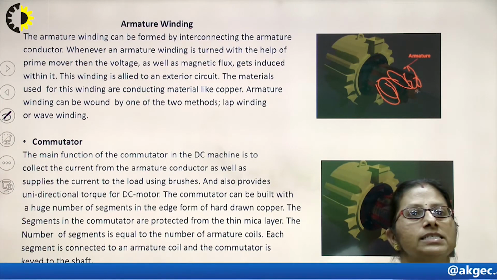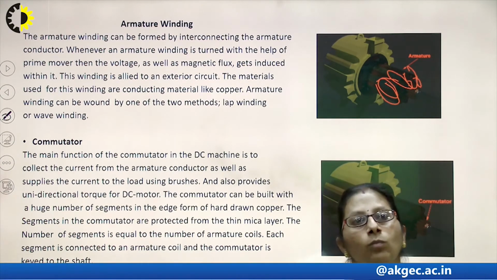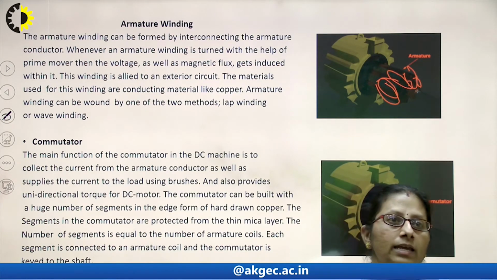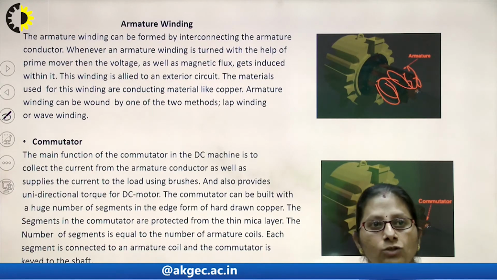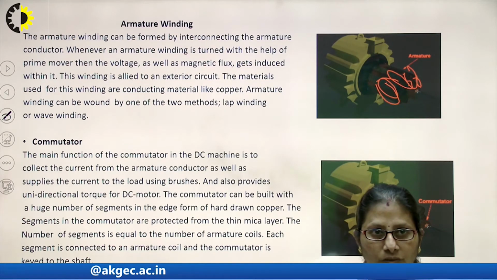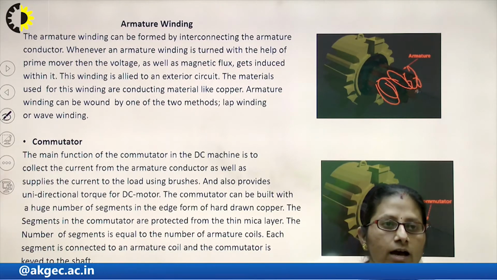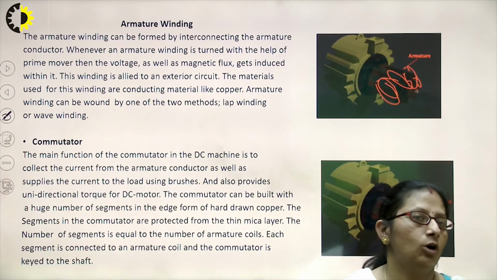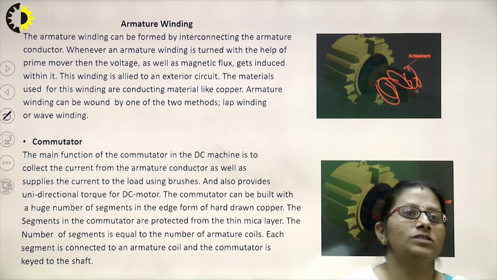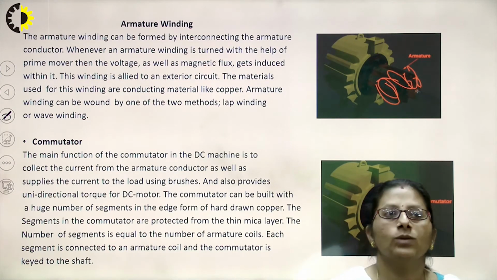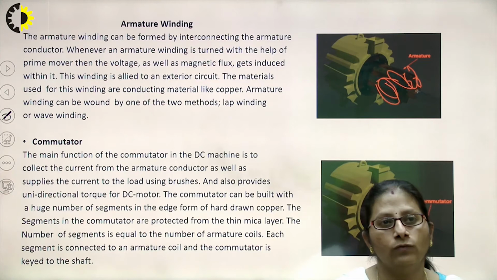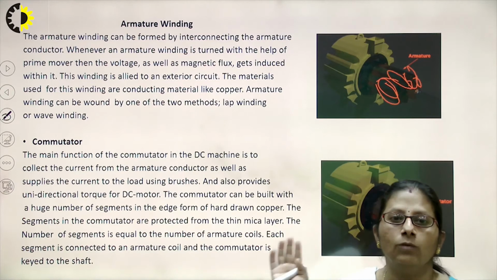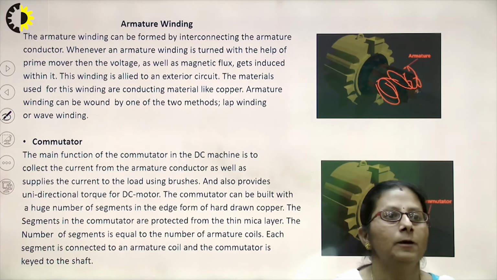Whenever an armature winding is turned with the help of the prime mover, the voltage as well as the magnetic flux get induced within it. So this winding is led to an external circuit. The material used for these windings is a conducting material like copper. Whenever windings are there, it has to be either copper or aluminum. The armature windings can be wound by one of two methods: either lap winding or wave winding. We will see the difference between lap winding and wave winding.